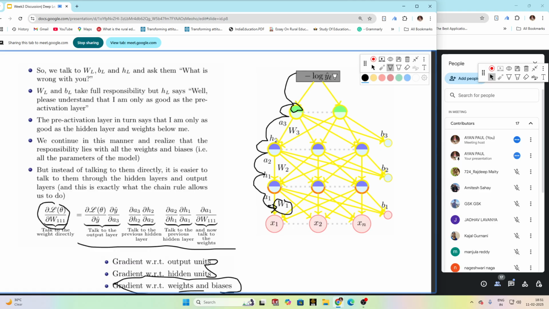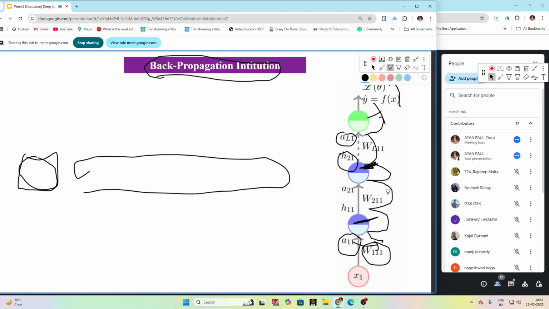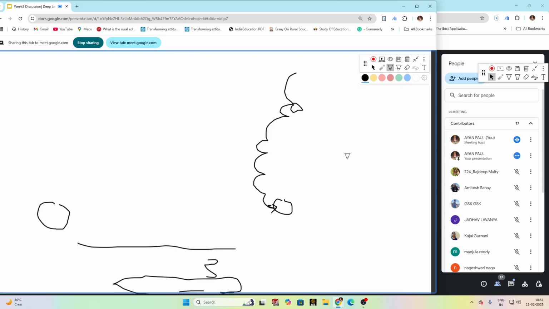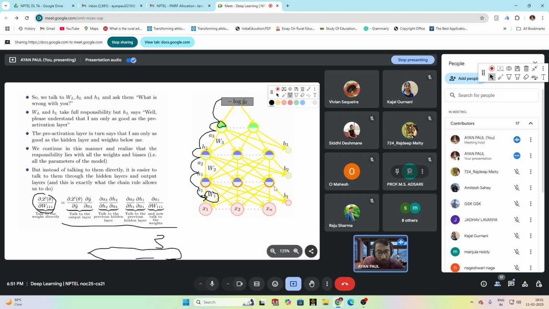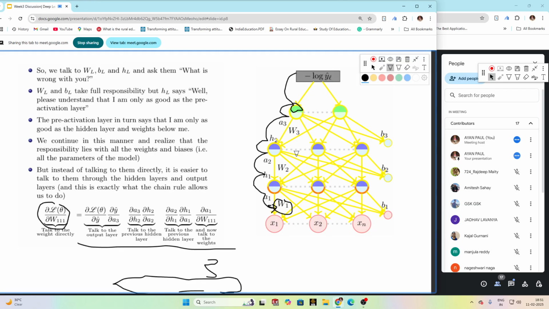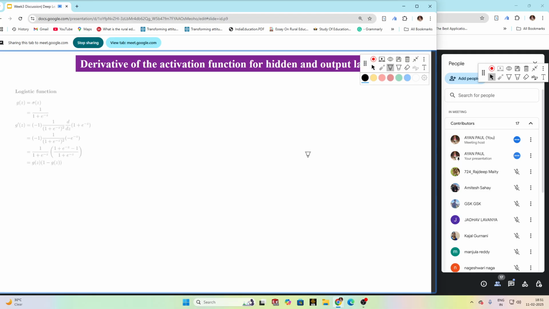So even in a simple network of one neuron, we have to go from layer to layer. Here also we have to go from layer to layer only. This is the only thing I wanted to show you. Is it clear to all of you? We will be solving one question also. Okay, so it is clear to all of you.